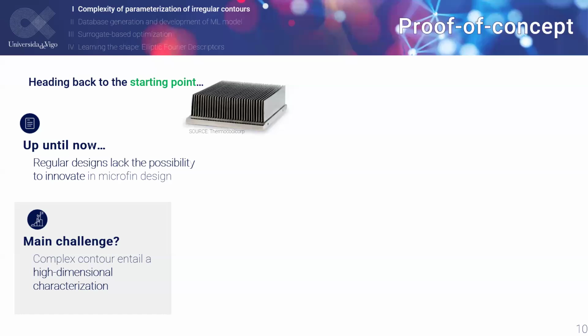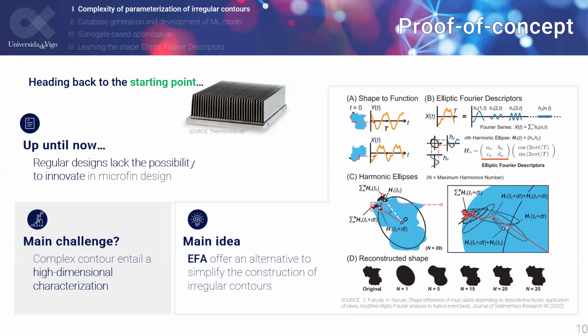So up until now, as I've mentioned at the beginning, there are a lot of regular designs that lack the possibility of innovative microfin designs. And what we want to do is to push limits a little forward, find some complex contours. And this is a really tedious task because it's moving inside of high dimensional spaces. So if you move towards more irregular shapes, then it's going to be more difficult to characterize.